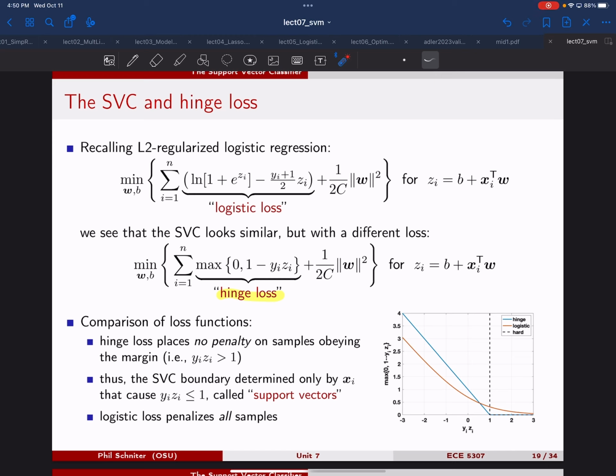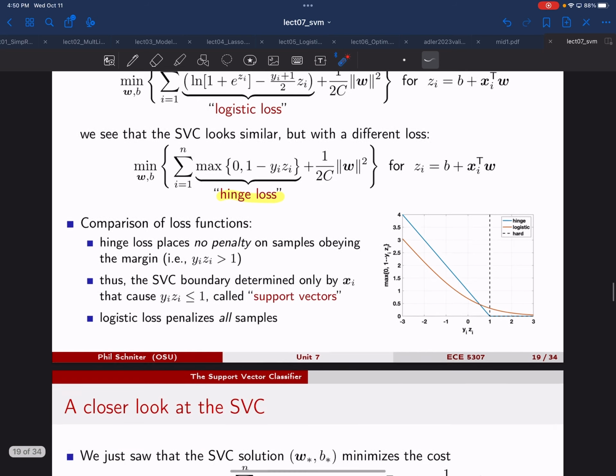Okay, so is this pretty clear? Any questions on this interpretation? Good? Okay.